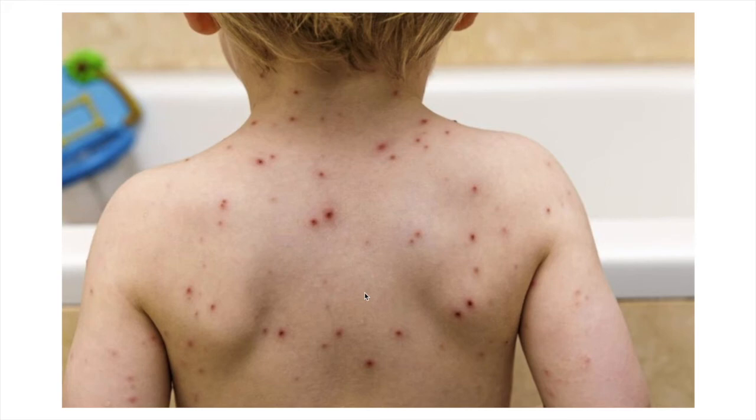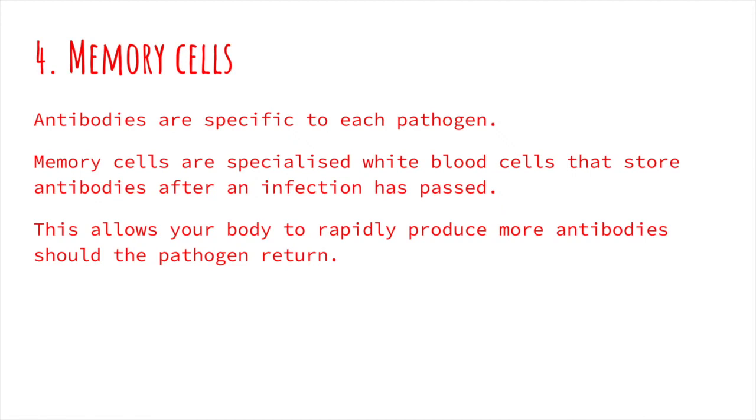You get it once, you get ill, you get the spots everywhere, but your body stores the antibodies away, and when you come in contact with it later in life, your body fights it very effectively. And it does this through memory cells. They're specialist white blood cells that store antibodies and just keep them away for a rainy day, for when you get sick again.